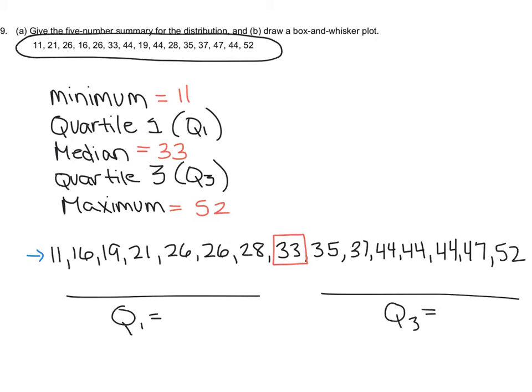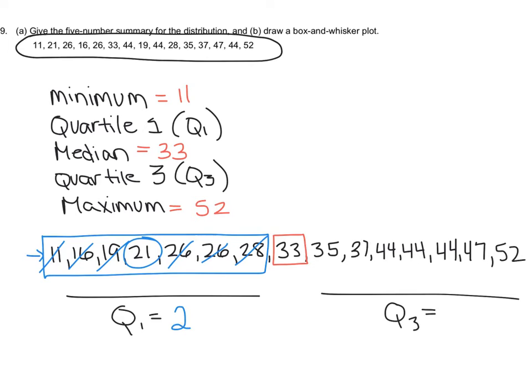So first we're going to find the median of the lower half. So again, we're just looking at this part of the data. And I'm going to cancel from the right and left until I find the middle value. And the middle value is 21. So Q sub 1, or quartile 1, is 21.